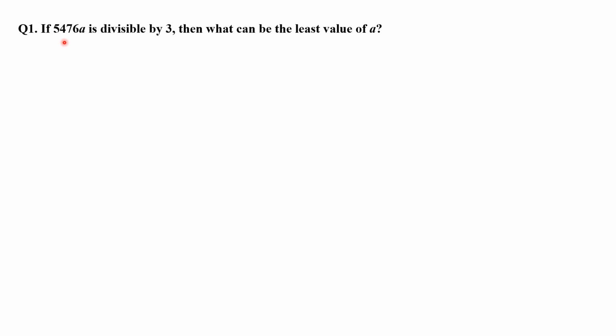It is given: if 5476a is divisible by 3, then what can be the least value of a? So you can see in this number the unit digit is a. Now you have to give a value to a, and these are the four options given. The value should be in such a way that the number will become divisible by 3. So try to recall the divisibility rule of 3. It tells that the sum of the digits should be divisible by 3.